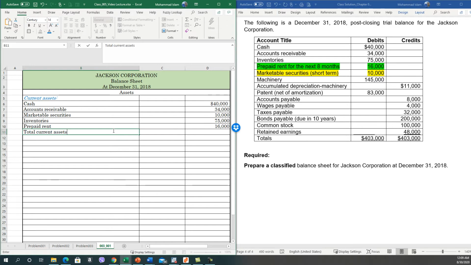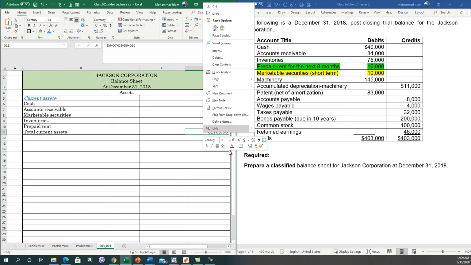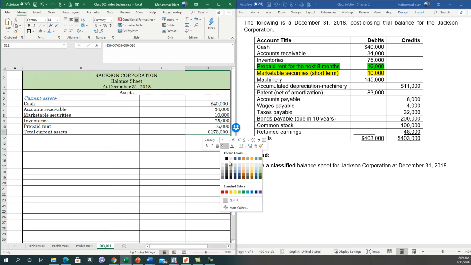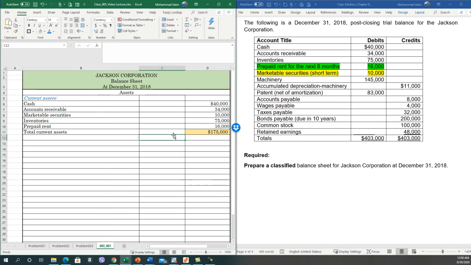Total current assets should be equal to, we can use the auto sum, but what I'm doing here is this one plus this. Okay, this is the total current assets. I'm just giving it a different color.